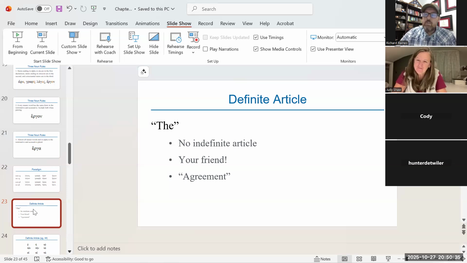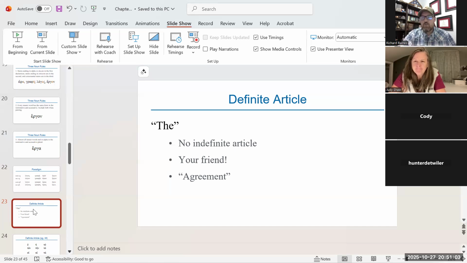All right. So in English, you have a definite and an indefinite article. You have the, and you have a or an. The apple, an apple, the box, a box, right? The is the definite article. There is no indefinite article in Greek. There's just a definite article. And definite articles are your friend.